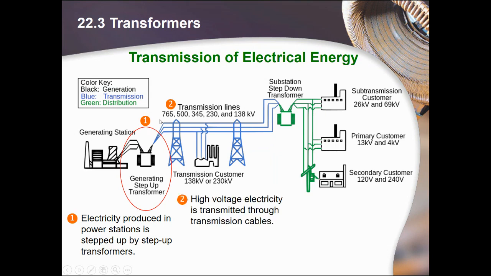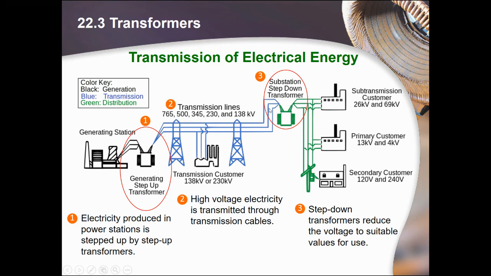Number two, it is then transmitted along these transmission lines. So high voltage electricity is transmitted through the transmission cable. This is very good because with high voltage and low current, power loss is minimized. Power loss, which is I squared R, is minimized. So it's transmitted, transmitted, transmitted.